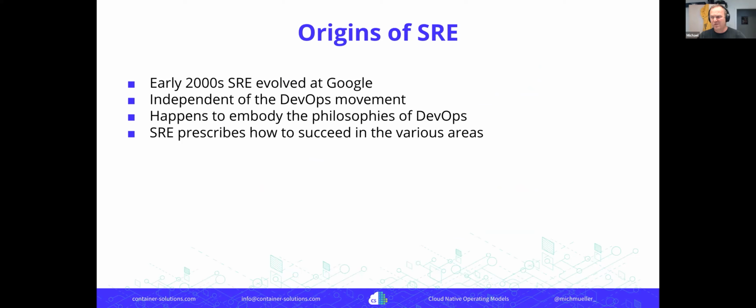DevOps was coined in 2008, so they are more or less at that same time. The main difference is that SRE prescribes how to succeed in these areas, whereas DevOps is a cultural term. It's about culture, automation, lean, measurement.